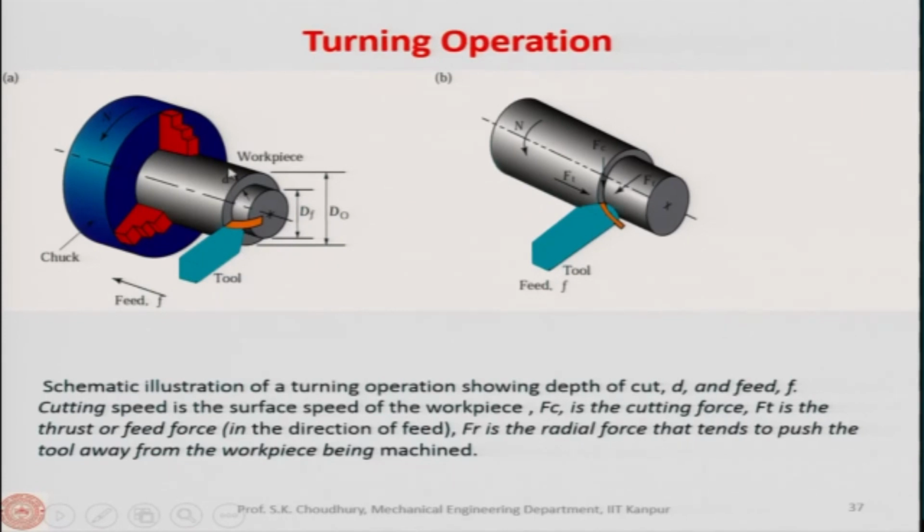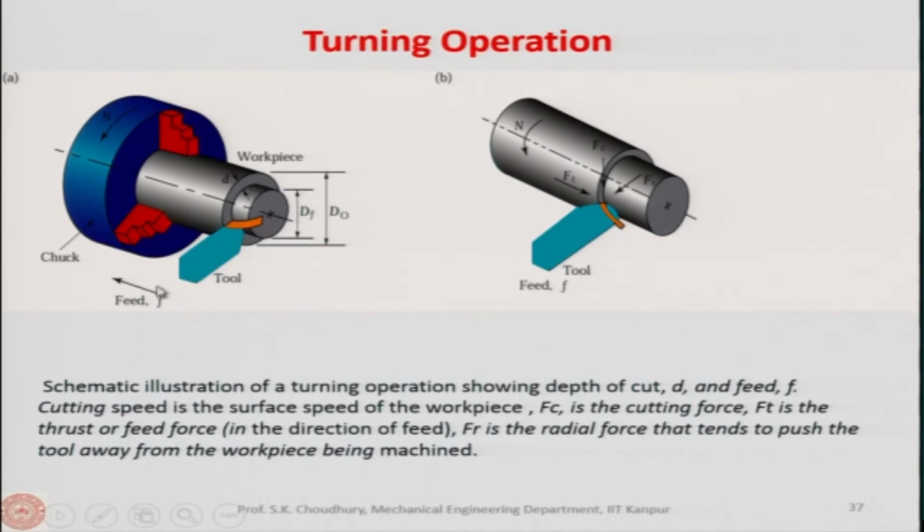Then here, as you see, the workpiece initial diameter is D0, and the diameter that we are getting is Df. Okay. So, therefore, the depth of cut is this diameter minus this diameter, divided by 2. Okay.